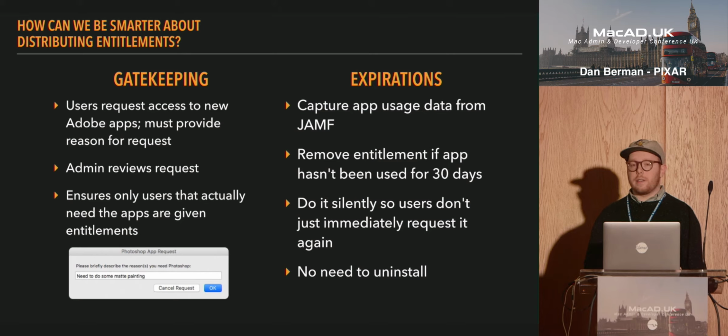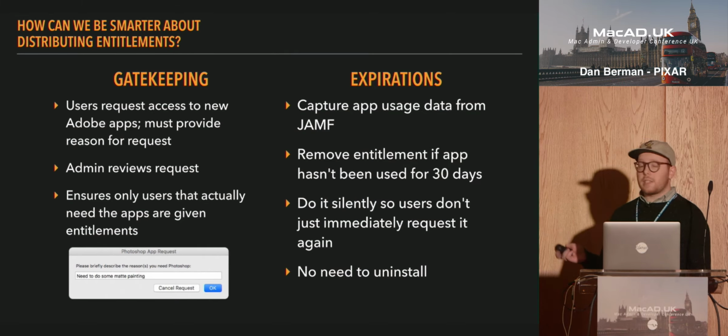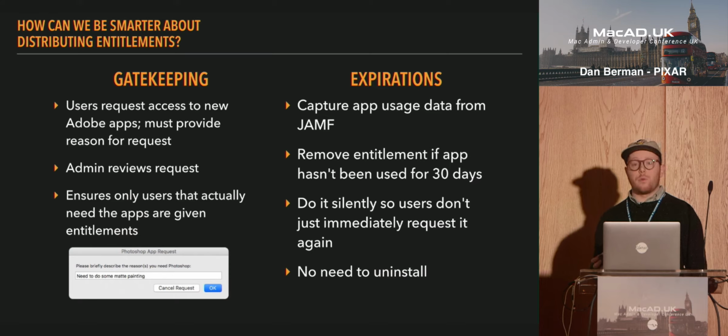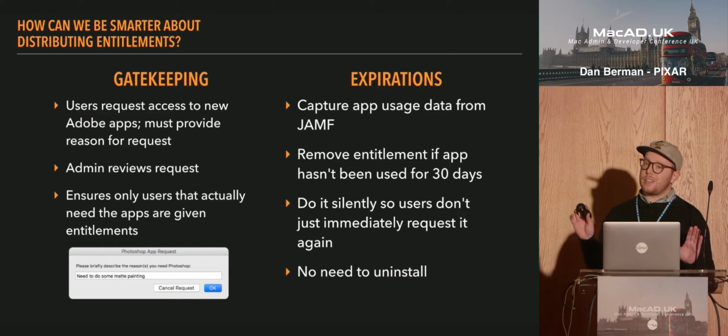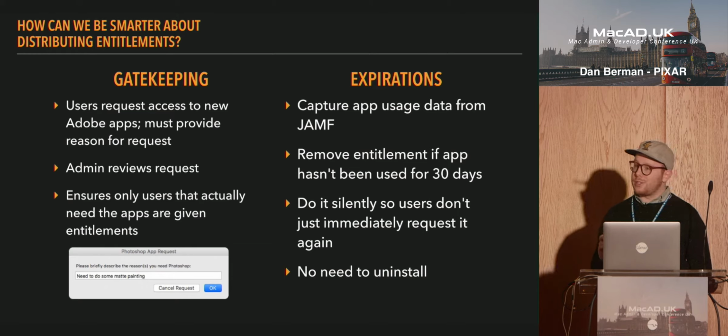And the other way is with expirations. So basically, we're always capturing application usage data from Jamf. And if we sense that somebody has an entitlement to an Adobe app, but they haven't used that app for 30 days, we revoke that entitlement, and we do all that automatically, and we do it silently. Because if you take away a user's entitlement and you tell them, hey, just a heads up, you weren't using this app, so we took it away, what's the first thing they're going to do? They're going to go back and request it. Yep, exactly. They're going to call help desk, or they're going to just request it again.